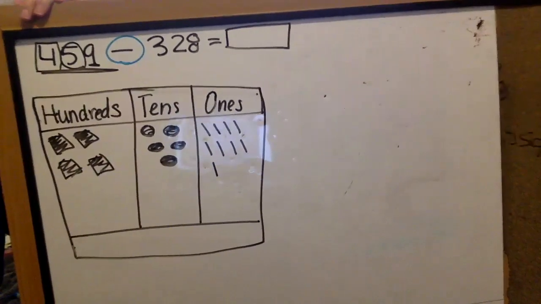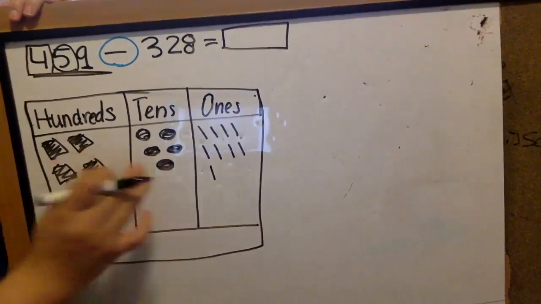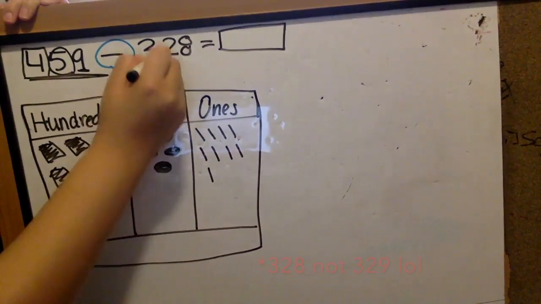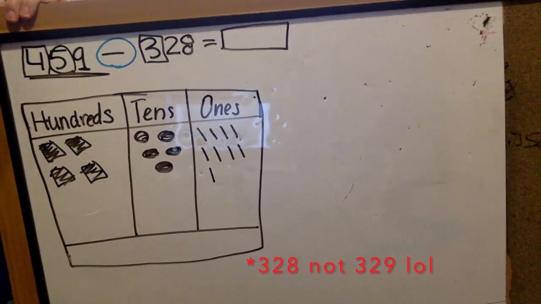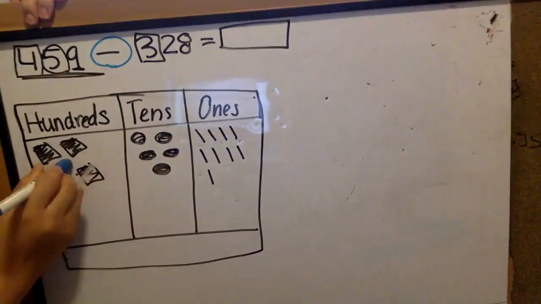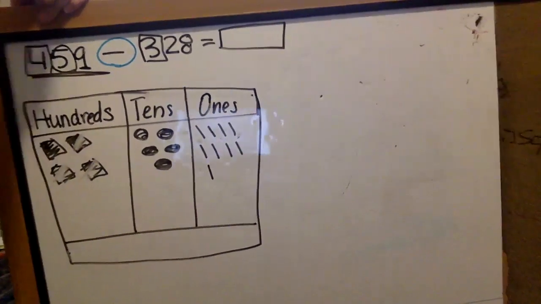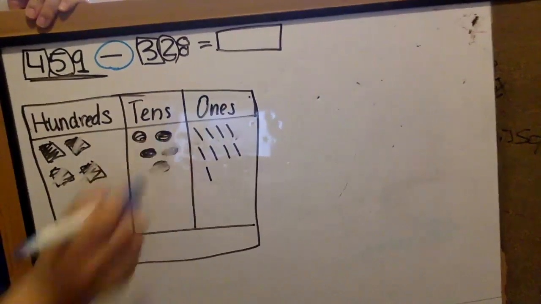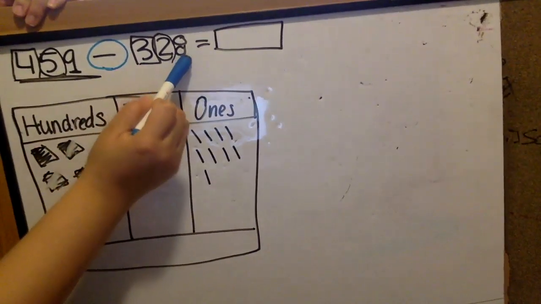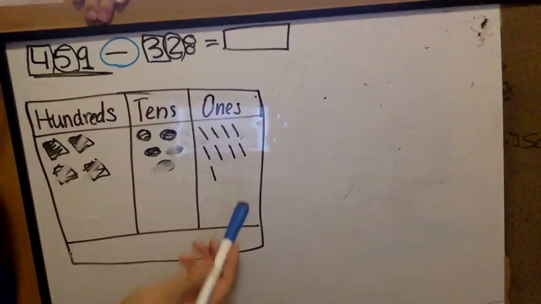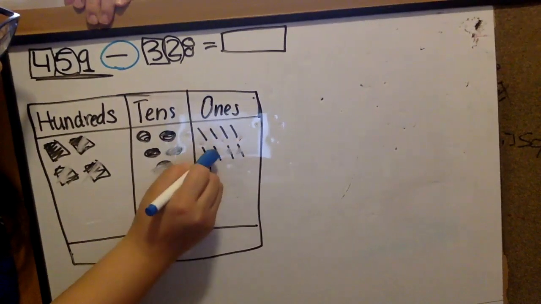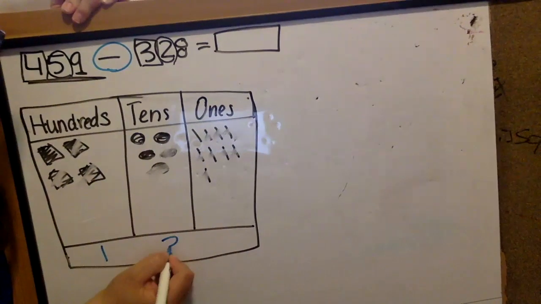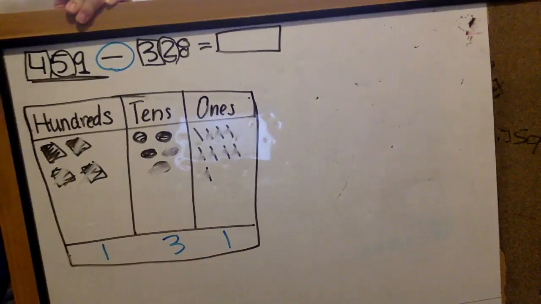So we're going to go first, we're going to subtract from the hundreds, then from the tens, and then from the ones. So in 328, we have 3 hundreds. So we're going to subtract 1, 2, 3. In the tens, we have 2. So we're going to do 1, 2. And then in the ones, we have 8. So now we're going to take away 8 ones. So 1, 2, 3, 4, 5, 6, 7, 8. 1 hundred left over, 3 tens, and 1 one.